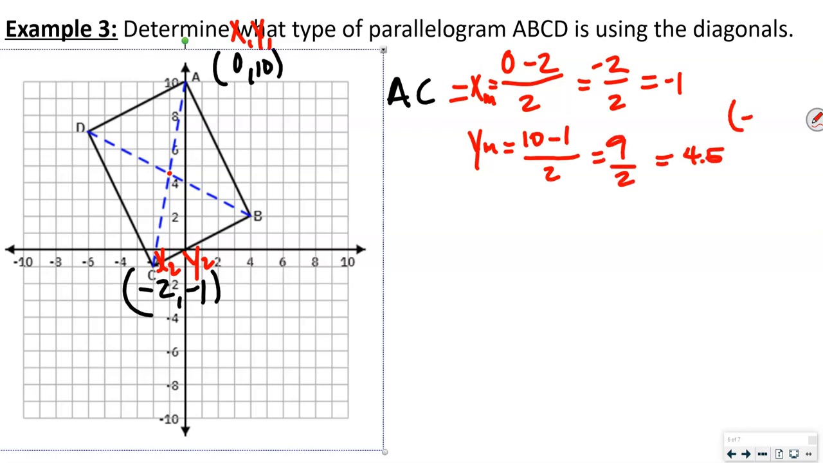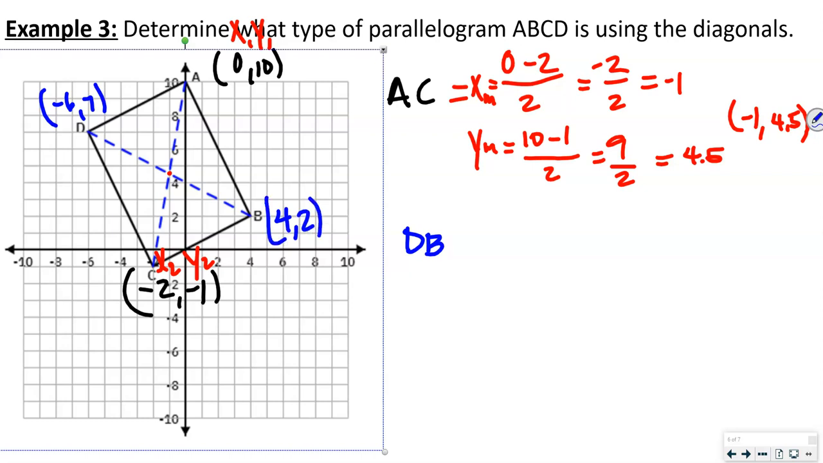Okay, so this point is (-1, 4.5). What's important about that is, if this is a parallelogram, the diagonals bisect each other. They have to bisect each other for us to even determine if it's a parallelogram or not. So now we're going to look at DB. With D, my point is (-6, 7), and then B out here is (4, 2).